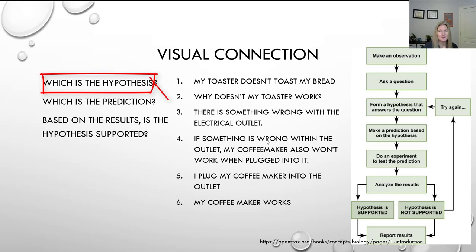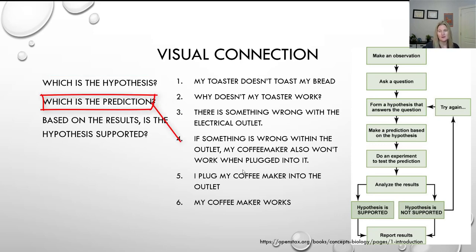So this is the hypothesis here. Well, if this is the hypothesis, then the next one must be the prediction. If something is wrong with the outlet, my coffee maker also won't work when plugged in.